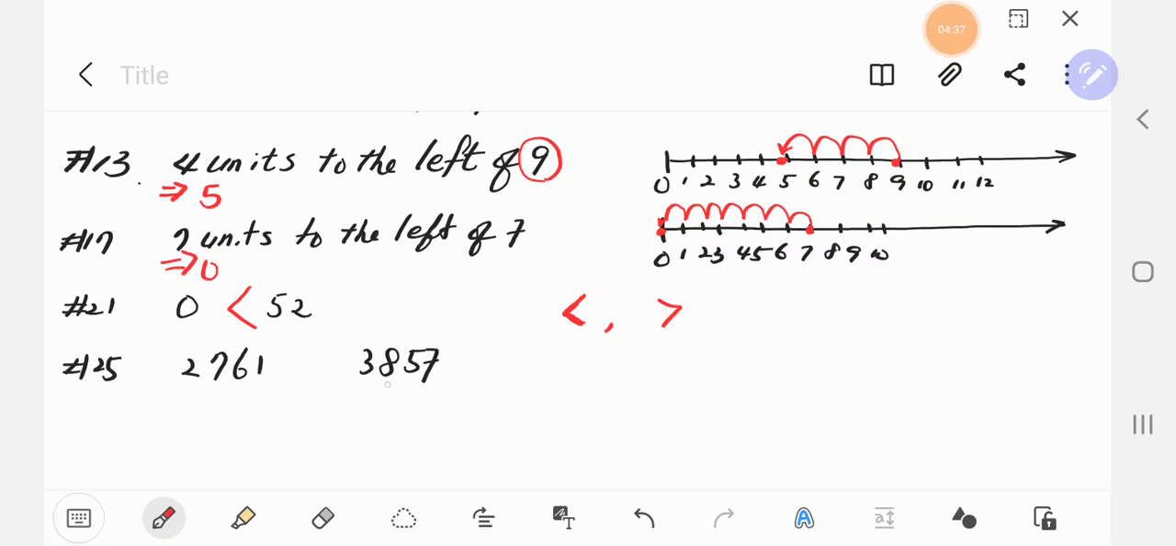2,761 and 3,857. Which one is larger? Now they both have 4 digits, so we look at the thousands digit. The thousands digit is 2 and 3. So 3 is greater than 2. So 3,857 is greater. So we open the mouth towards the larger number.